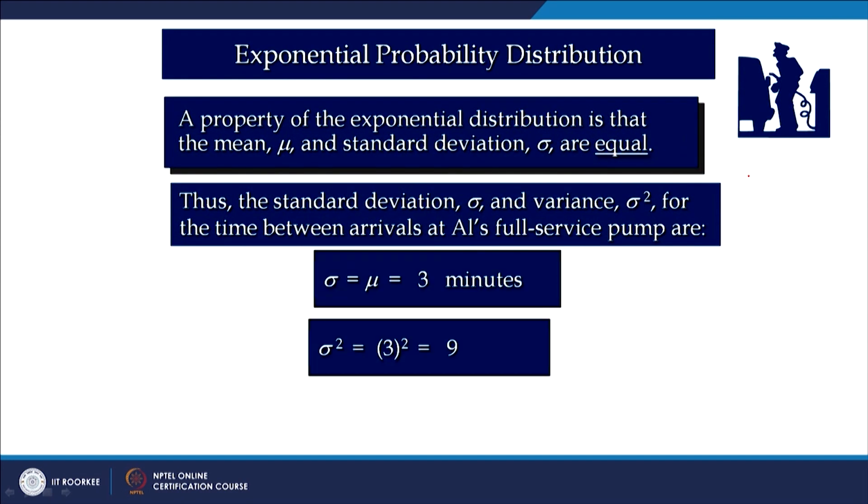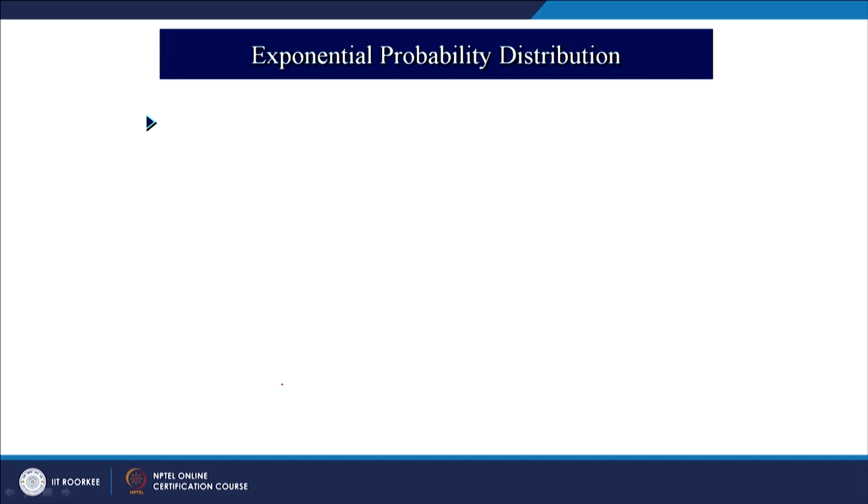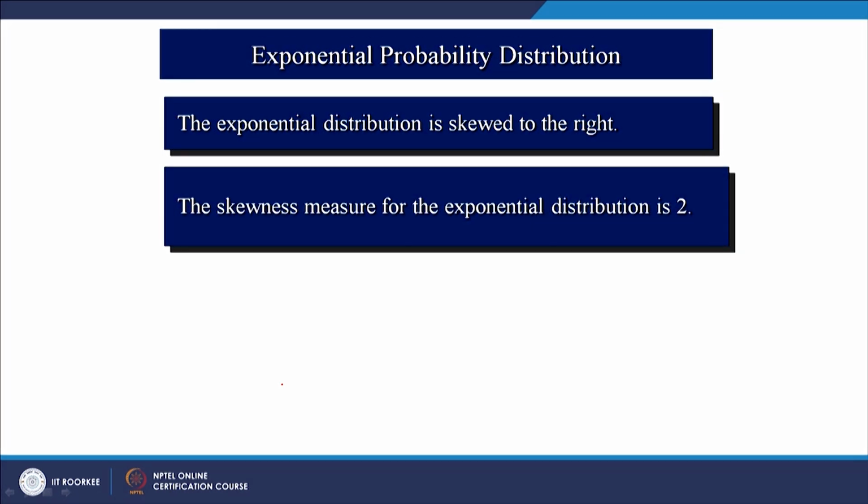One of the properties of exponential probability distribution is that the mean and standard deviation are equal. So, in this particular case the mean and standard deviation would be 3 and, of course, the variance would be 9. We know that the exponential distribution is skewed to the right, and the skewness measure of exponential distribution is 2.